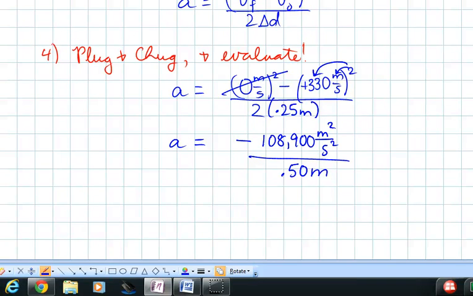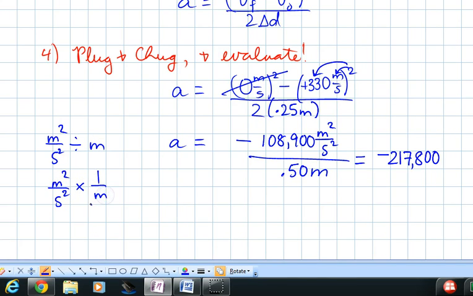So the final step is to actually divide that out, and we're going to get negative 217,800 as the number. What about the units? Well, we have meters squared per second squared, and we're dividing that by meters. Hopefully you recognize by now that we just multiply by the reciprocal. One of those cancel, and holy cow, I have units of acceleration.